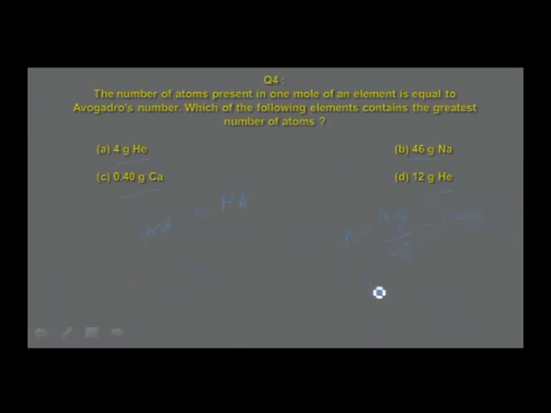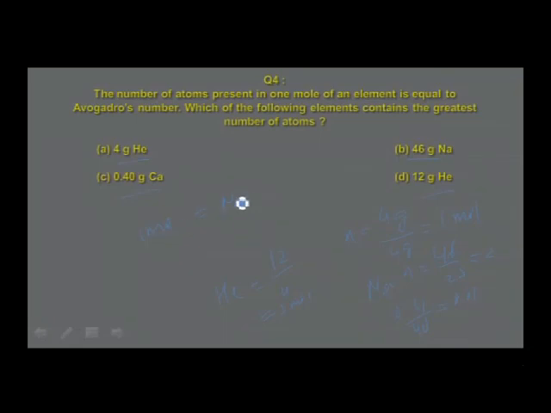For sodium, n is equal to W by M, that is mass of the solute, sodium, divided by molar mass, that is 23, so 46 by 23, that is equal to 2. For calcium, it is 0.4 divided by 40, found to be 0.01. And for helium, let me do this calculation, 12 divided by 4, that is 3 moles.